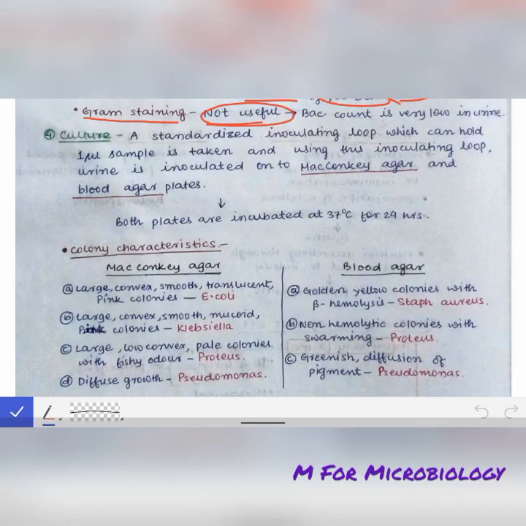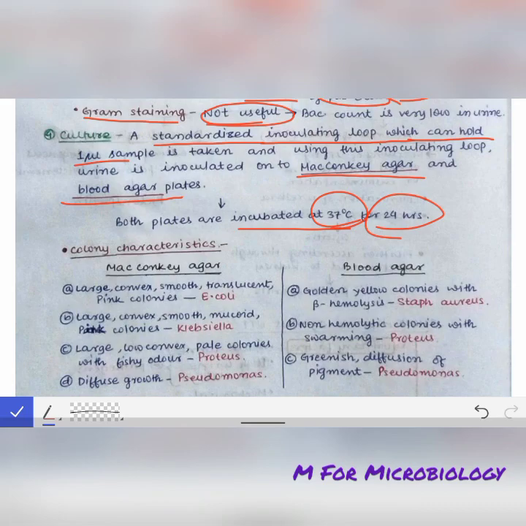See here, a standardized inoculating loop which can hold about 1 microliter of sample is taken, and using this loop the urine is inoculated onto MacConkey agar and blood agar. We take two plates, one MacConkey agar and the other blood agar. On both plates we inoculate with the loop and incubate those plates at 37 degrees C for 24 hours. After 24 hours we see whether there is any growth or not.